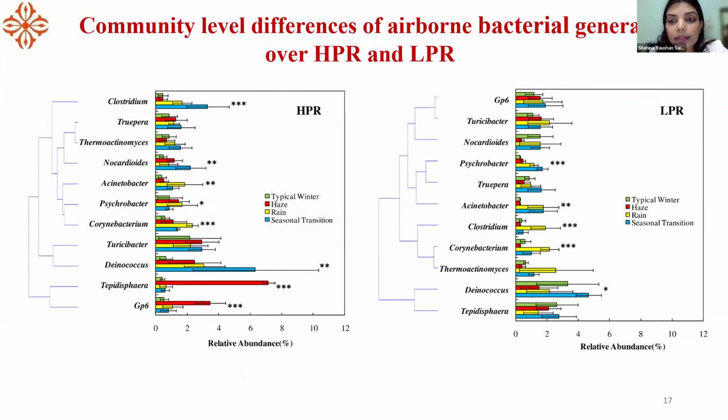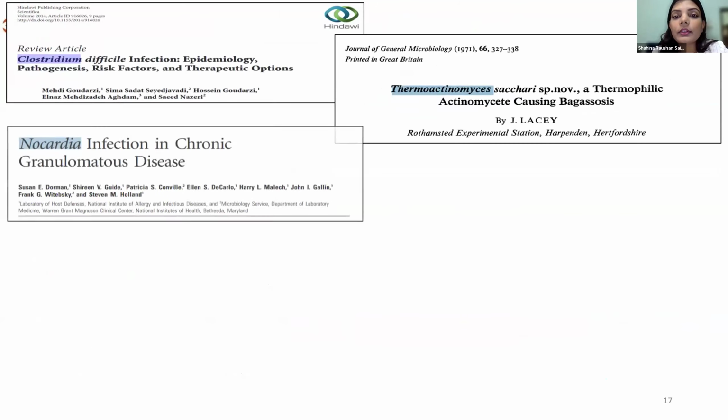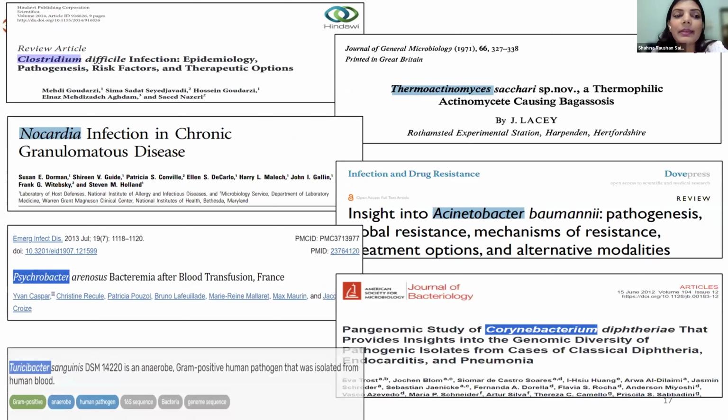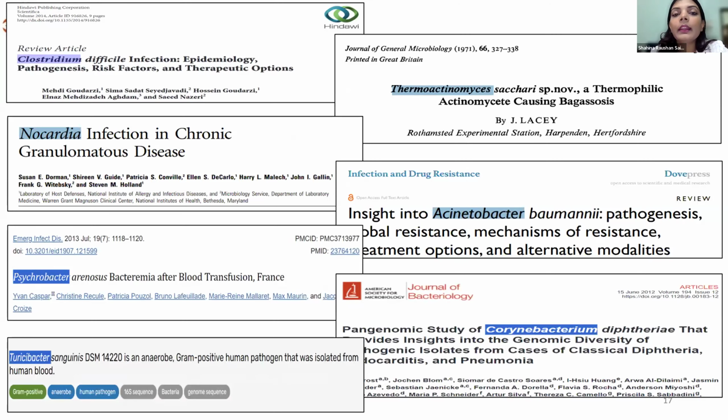Now, coming to the pathogens that were present in our samples, we found these pathogens with the help of 16S PIP, where different pathogens dominate in different conditions. We can see this bacterium, Tapidisphaera, is highly abundant in hazy conditions. However, Deinococcus is present in high abundance in seasonal transitions. And these pathogens were further confirmed with the help of a literature survey, where we found that all these bacteria were also pathogenic in nature.